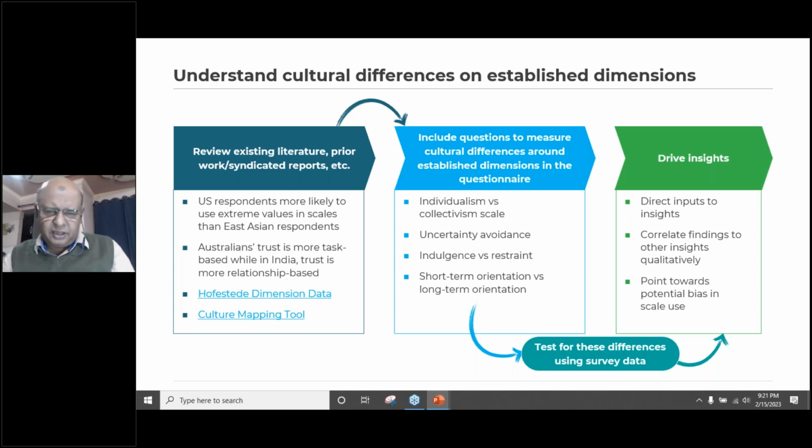Now, when such concepts are not available, we might want to use established scales for measuring this. For example, for measuring individualism versus collectivism, or indulgence versus restraint, or uncertainty avoidance, that is the propensity towards risk, and build them into our questionnaires. The offshoot of that is when the data comes in, we can actually compare scores across cultures, and we will see how that can be done and sometimes how that can be challenging, and use that to derive insights.